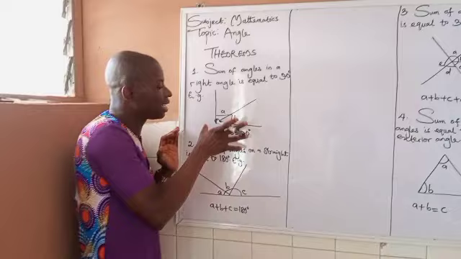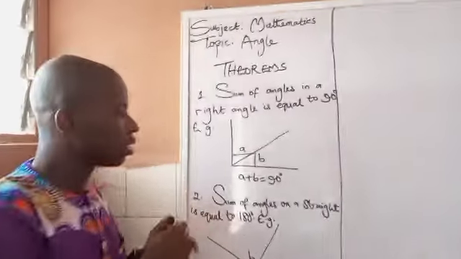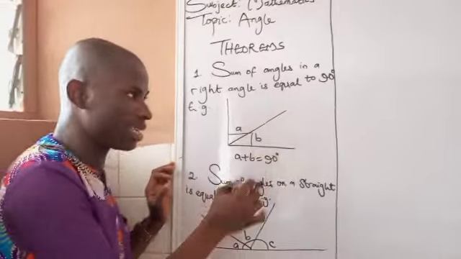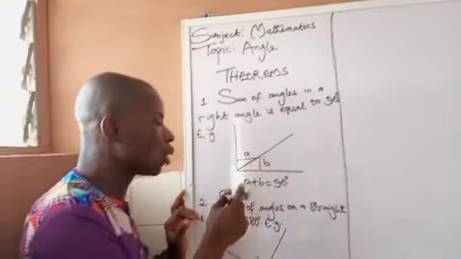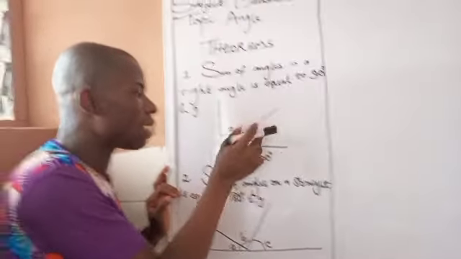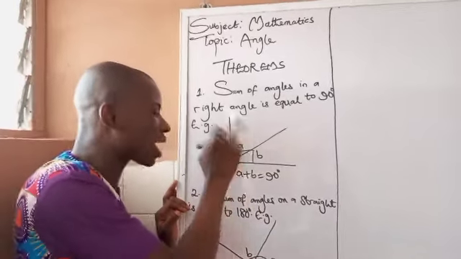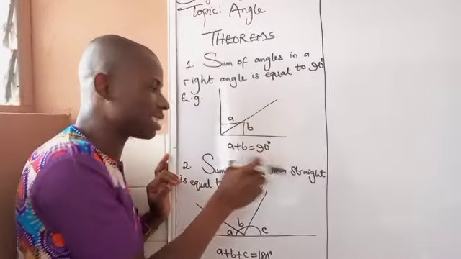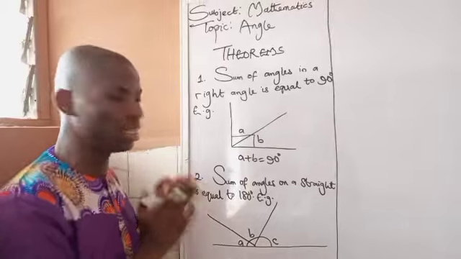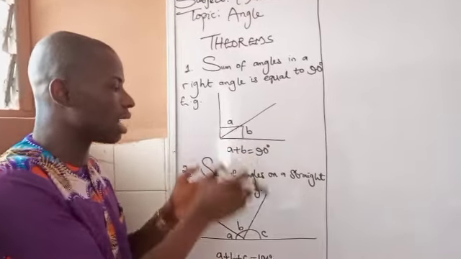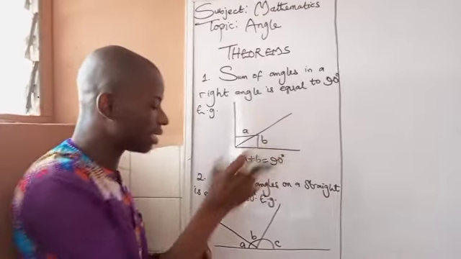Now, if you look at this place very well, this is a right angle. You know, I've said it under the types of angle. You will discover that A and B are staying within these angles. So by the time you calculate this and this, it must give you 90 degrees. So sum of angles in a right angle is equal to 90 degrees.